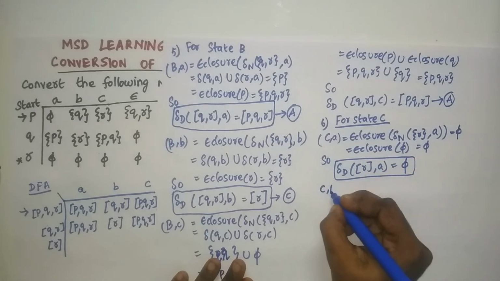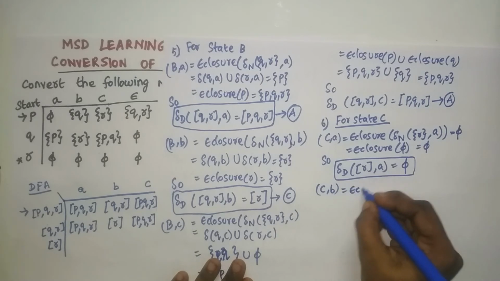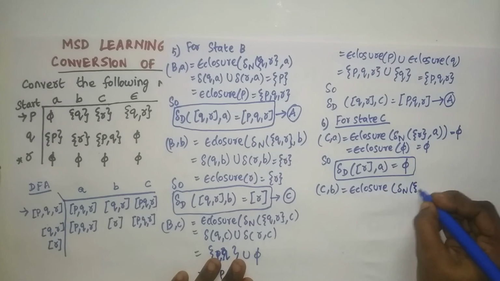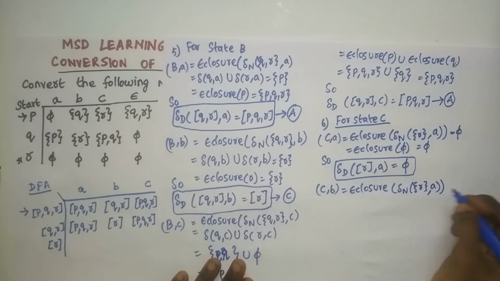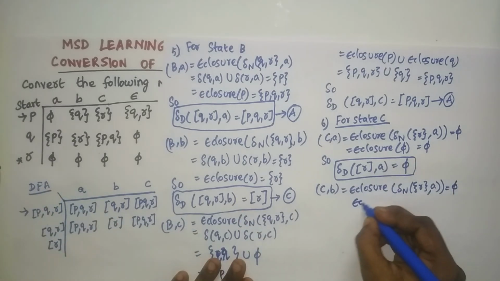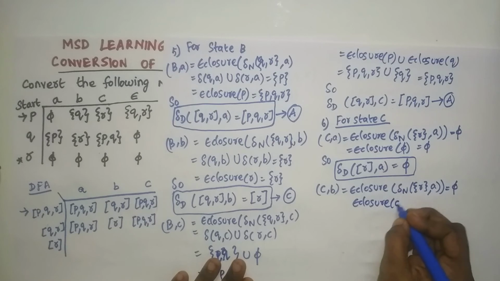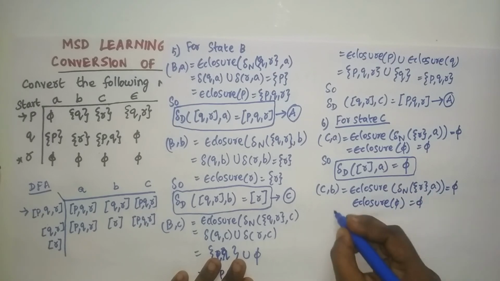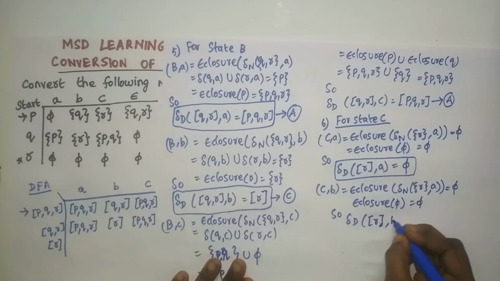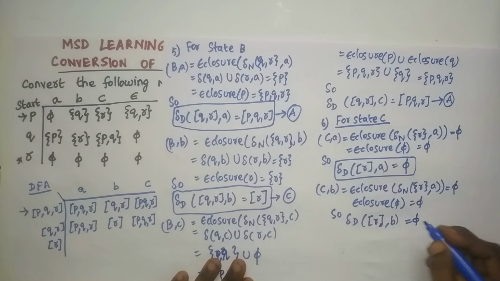Now for C comma B, you need to apply epsilon closure of delta N of R comma B. R comma B is also empty. So epsilon closure of empty is also again empty. So delta D of R comma B is also empty.